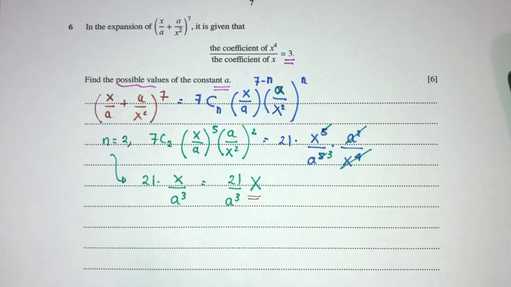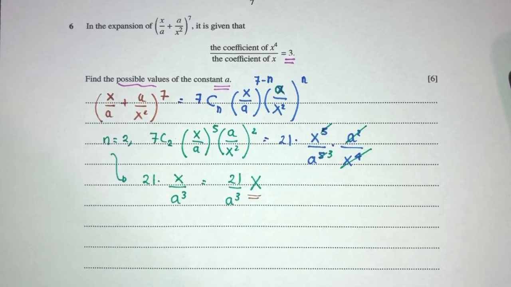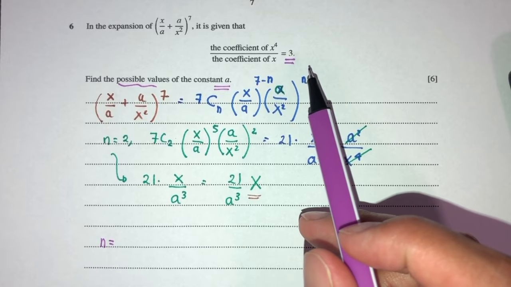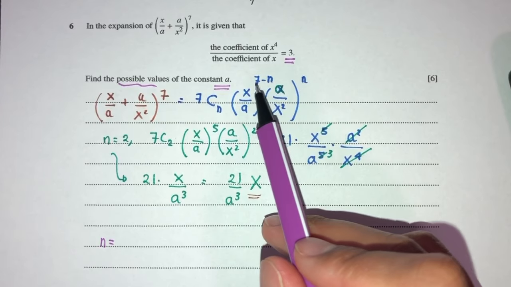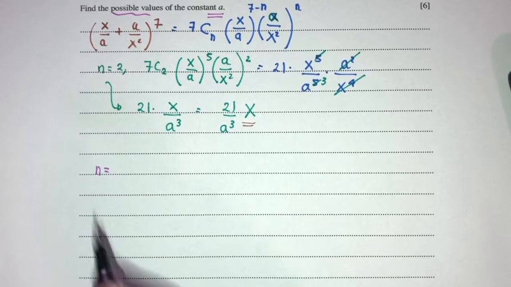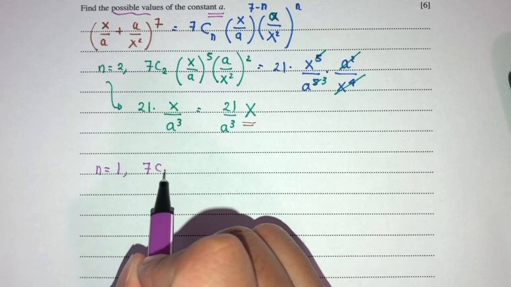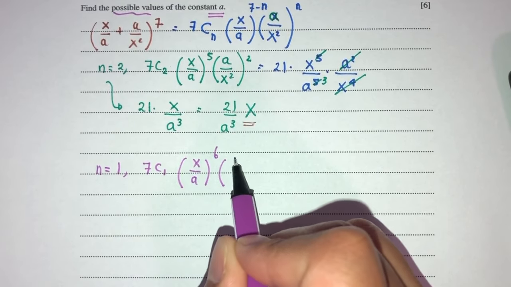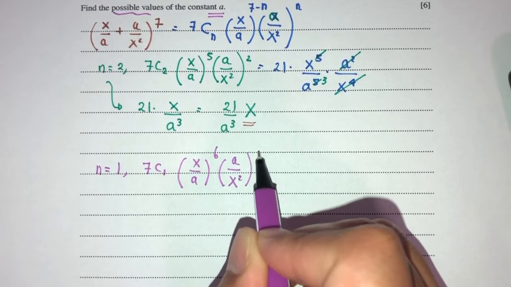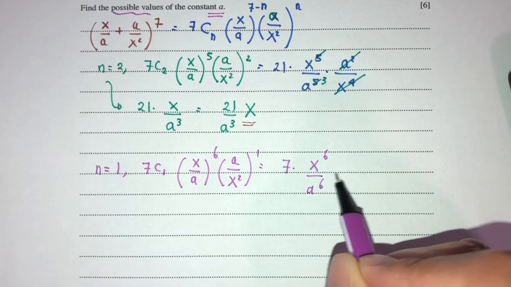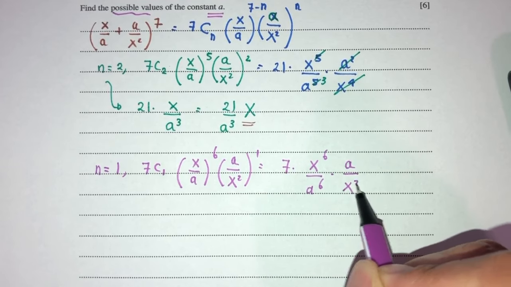Now let's try one more time. What is going to be the value of n so that we have x power 4 for our term? Test. N can be the value of, if you put 1 here, what happens? If you put 1, that will become 6, and that will become the value of 2. So yep, it will work out. 7 choose 1, x over a power 6, a over x squared power 1. That would be 7 times x power 6 over a power 6, a over x squared.